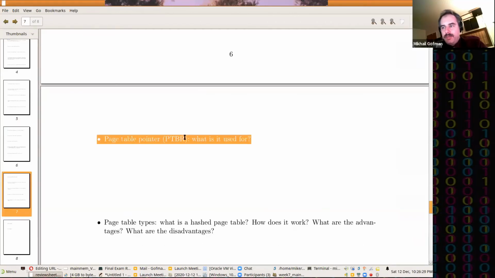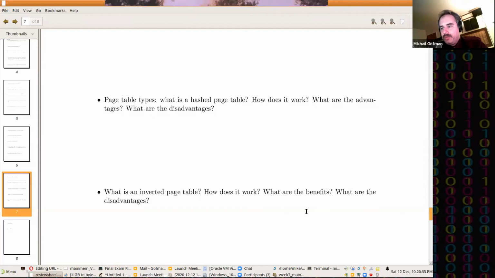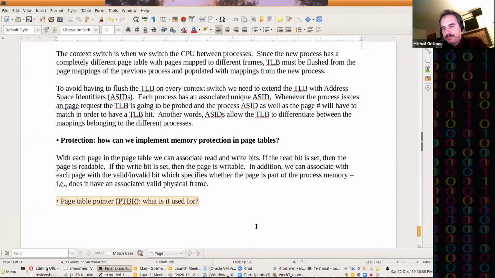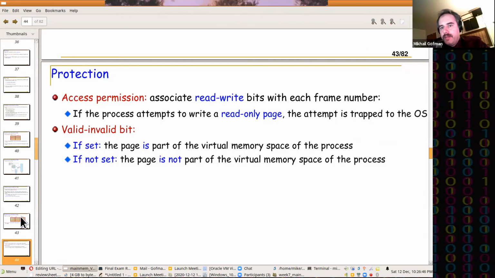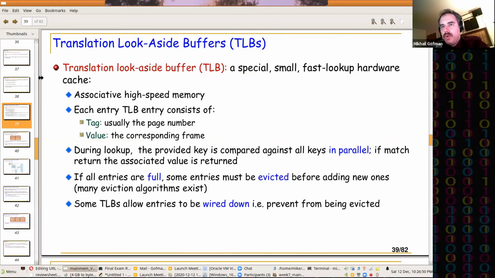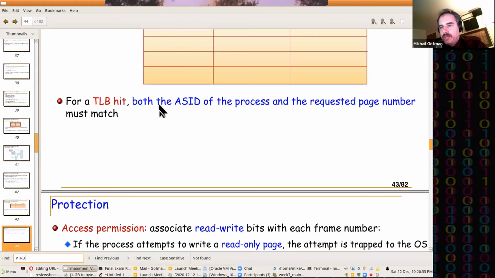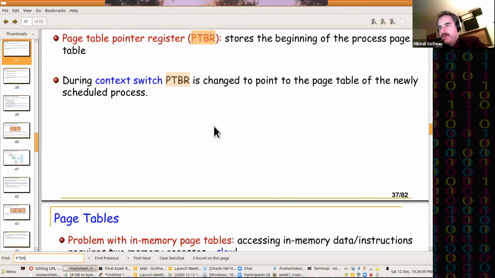And then the next question asks, what is a page table pointer and what is it used for? So let's talk about that. The page table pointer is a pointer that points to the process page table.